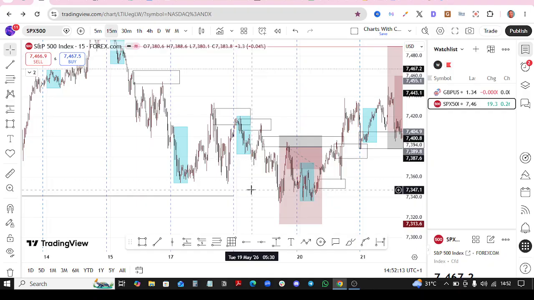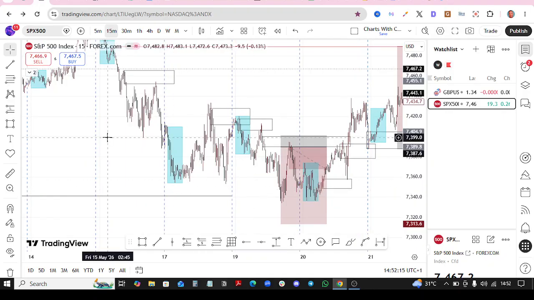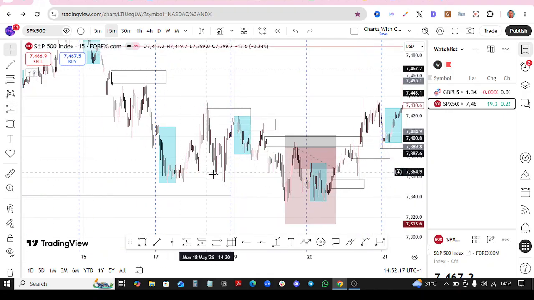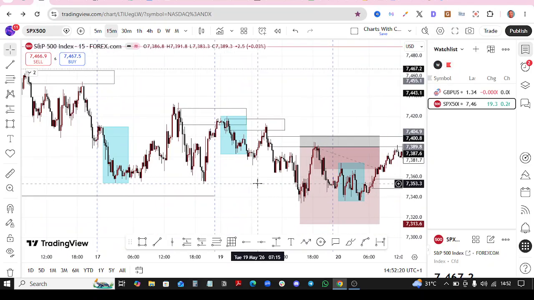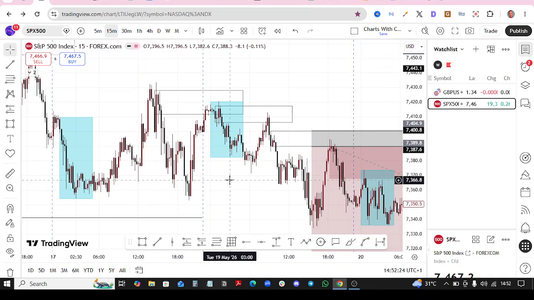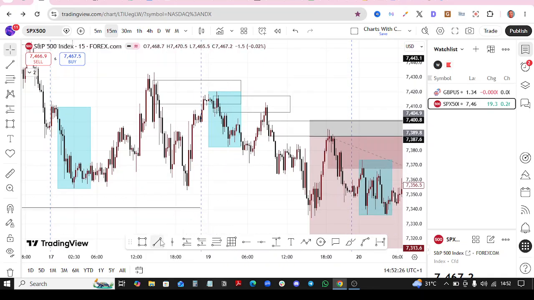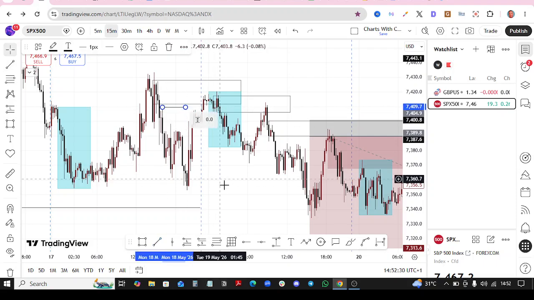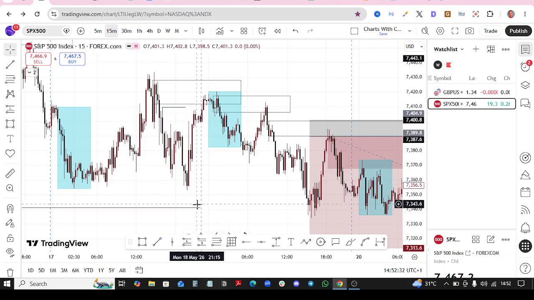But then it has both inducement and break of structure. Let me expand this. Alright. So this was the zone I marked as inducement. Very clean inducement. And then this was supposed to be my target.